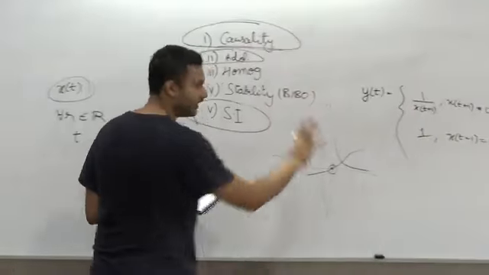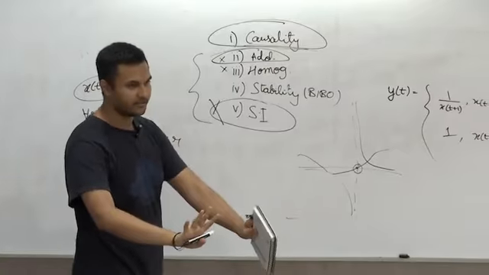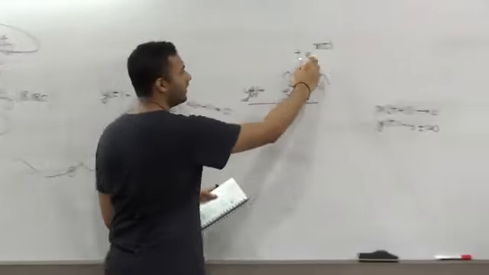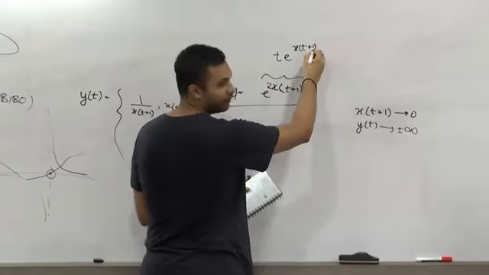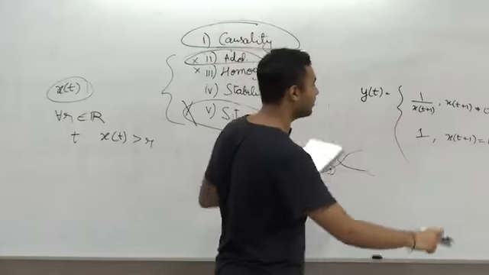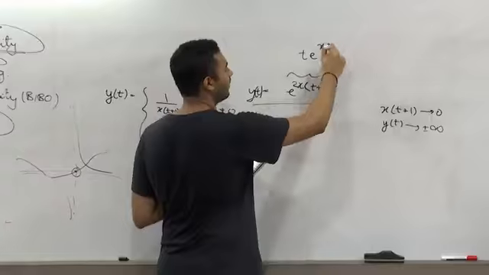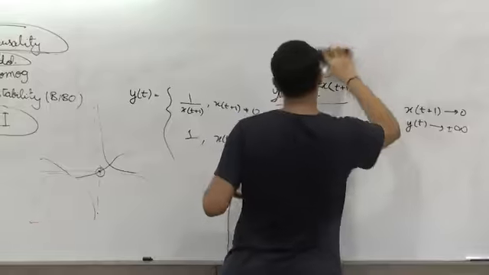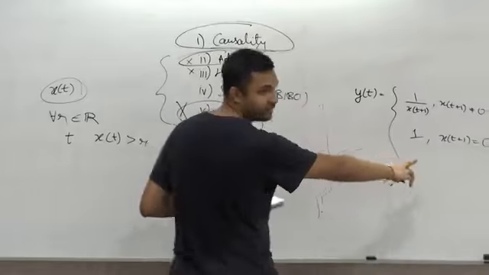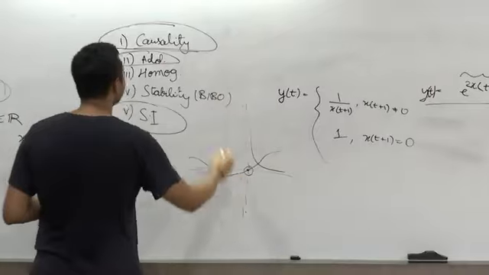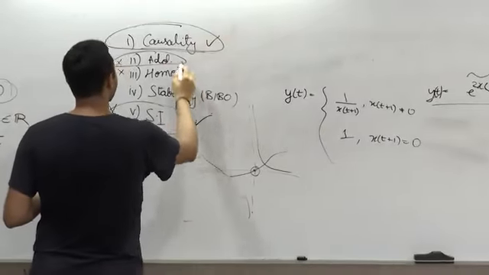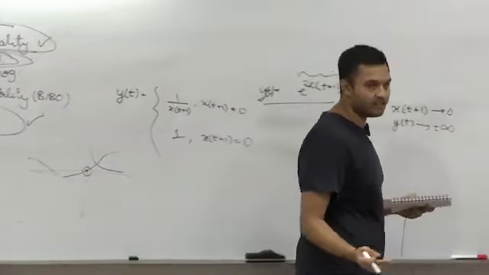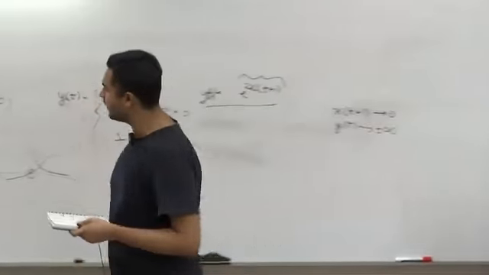So I have constructed 3 systems so far. One in which none of these 5 hold, right? That was t times e to the power of x of t plus 1. If I want just causality to hold, I will remove the non-causal part of this and none of the others will hold. If I want just shift invariance, then this is an example, right? So this is done, this is done. Now give me an example which is only additive and none of the other 4. Non-causal, non-homogeneous, unstable, shift variant and yet additive.